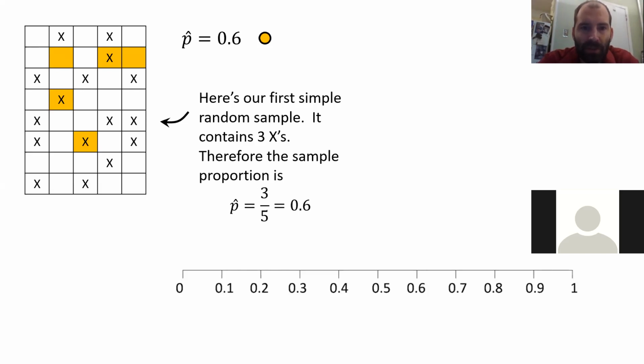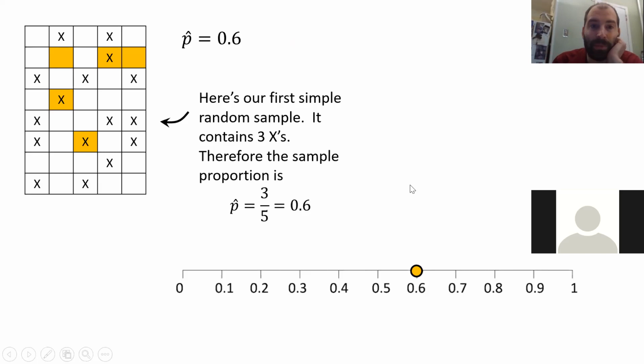Here's our first simple random sample. It contains 3 x's. Therefore, the sample proportion is 3 out of 5. There's 5 cells, 3 of them are x's, so the sample proportion is 3 out of 5, that's 0.6. Okay, so I just computed that, and let's mark it down. So there it is, 0.6 falls right there.